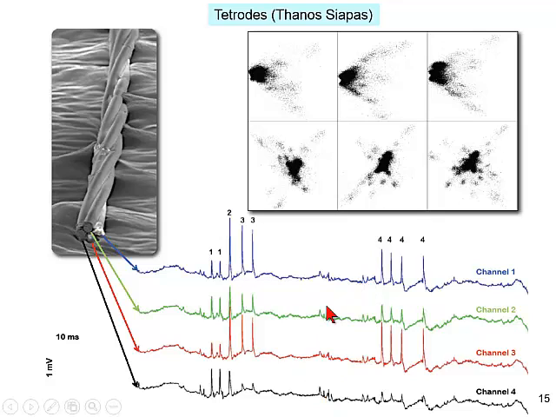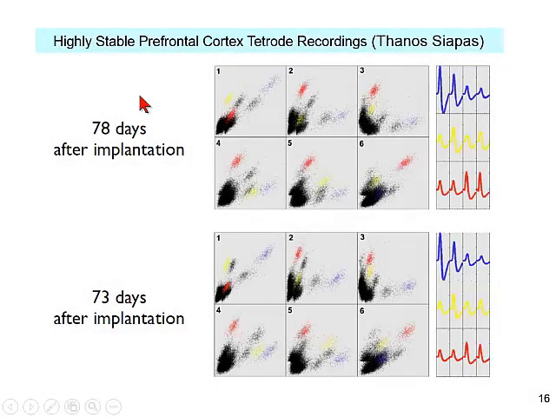And then if one records for hours, you get a pattern of signals on the blue channel versus signals on the red channel, or signals on the green versus the blue, etc. And these all cluster in various places. Not only are these tetrodes useful, but they are very stable when designed correctly. So here, for instance, is a rat that's had tetrodes in its brain for a couple of months. And over a period of 6 days, the relative waveforms are rather stable.